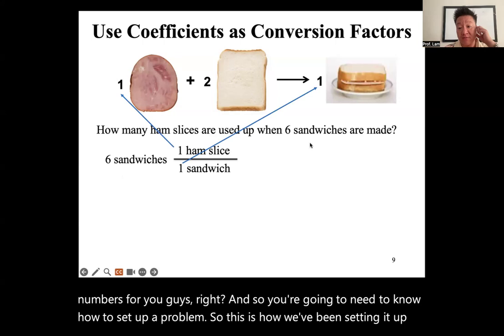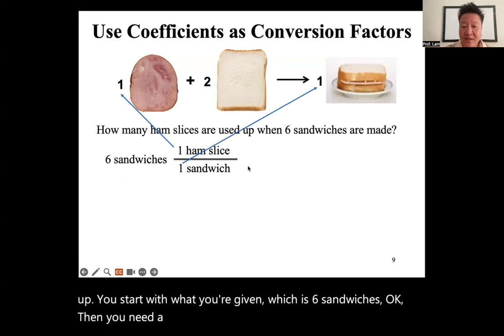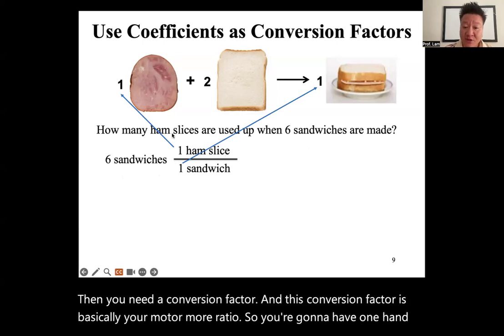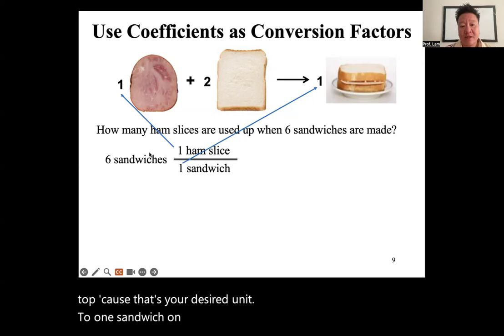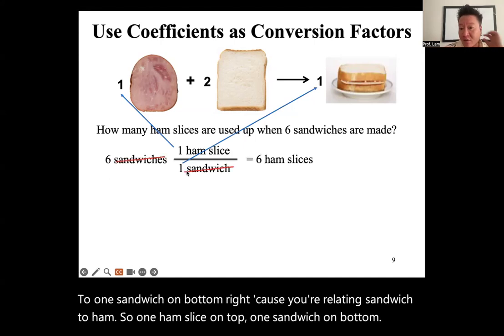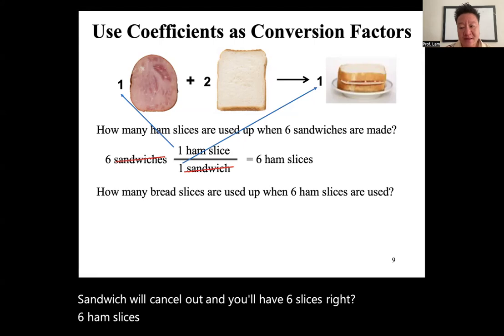You start with what you're given, which is 6 sandwiches, okay? Then you need a conversion factor. And this conversion factor is basically your mole to mole ratio. So you're going to have 1 ham slice on top, because that's your desired unit, to 1 sandwich on bottom, right? Because you're relating sandwich to ham. So 1 ham slice on top, 1 sandwich on bottom. Sandwich will cancel out, and you have 6 slices, right? 6 ham slices, okay?